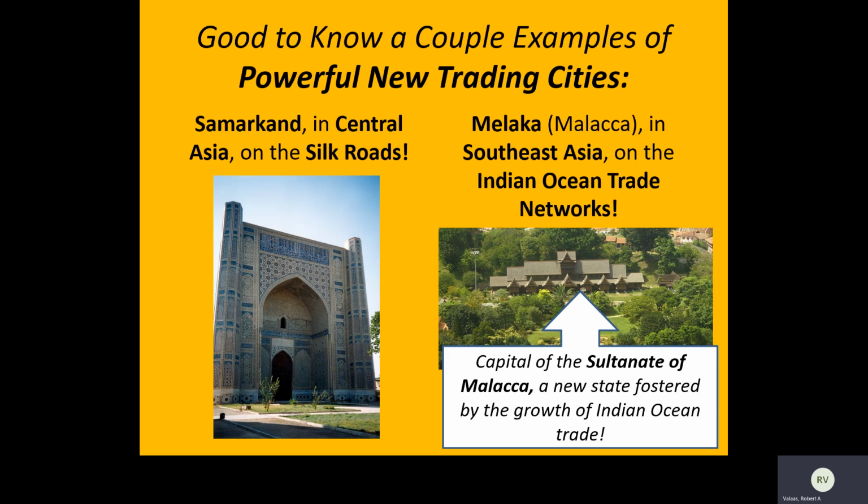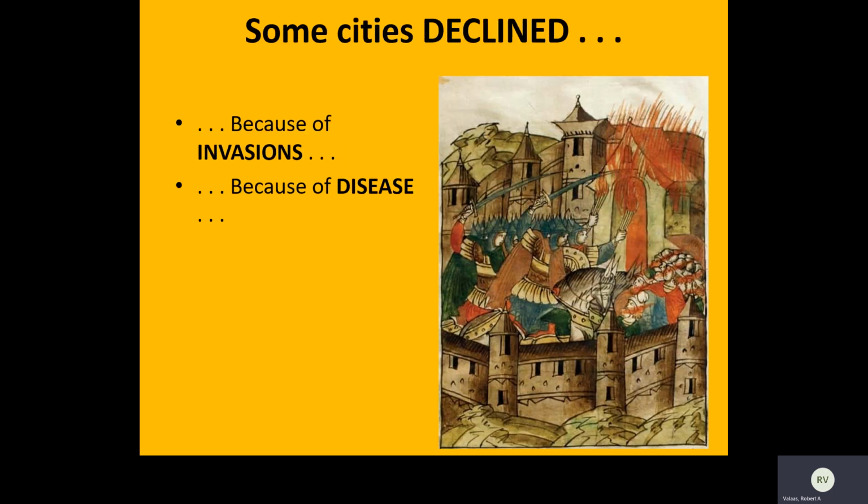And Malacca is a good go-to trade city in Southeast Asia, one of the Indian Ocean Trade Network trade cities, because by the 1400s, the trade passing through Malacca had given enough wealth to the local rulers that they were able to build this giant wooden palace that you can see here to live in. And in fact, Malacca wasn't just a single trade city. It also became the capital of a Muslim-ruled state, the Sultanate of Malacca, a state that grew because of its control of trade there in the Straits of Malacca, maritime trade in the Indian Ocean.